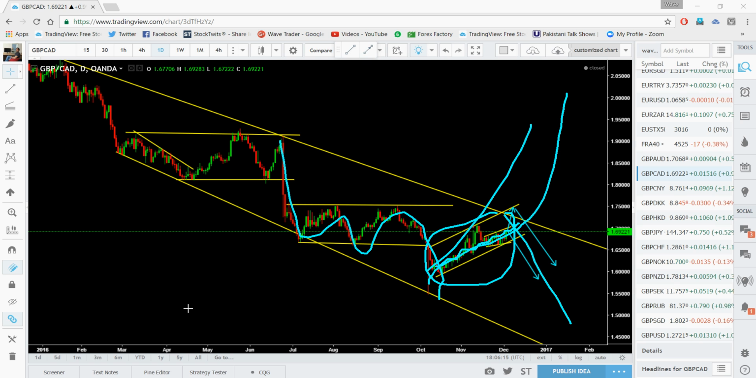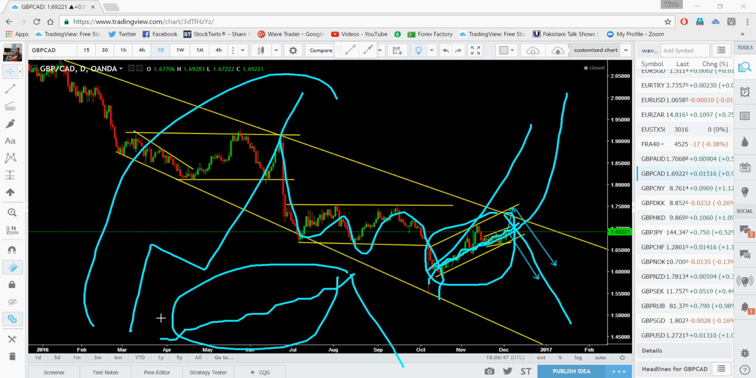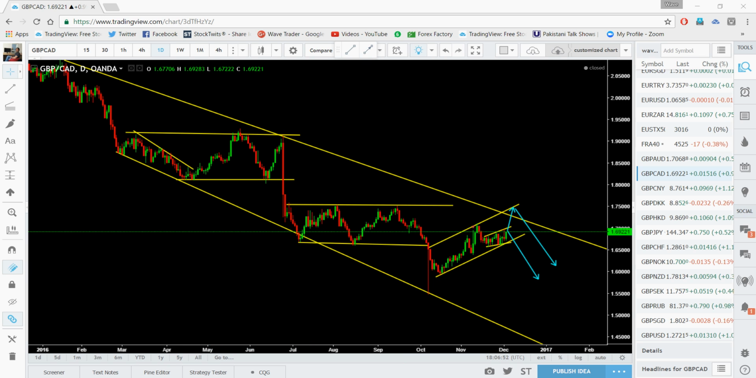When price changes the trend, it has to rise aggressively. Okay, it has to rise aggressively. If price rises correctively, then price is not going to change the trend. Price is going to continue with the trend. So this is the sign you need to understand. So price is rising correctively. This is not a trend reversal sign.